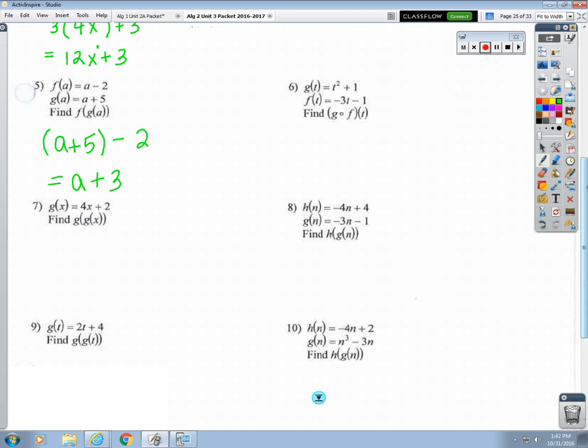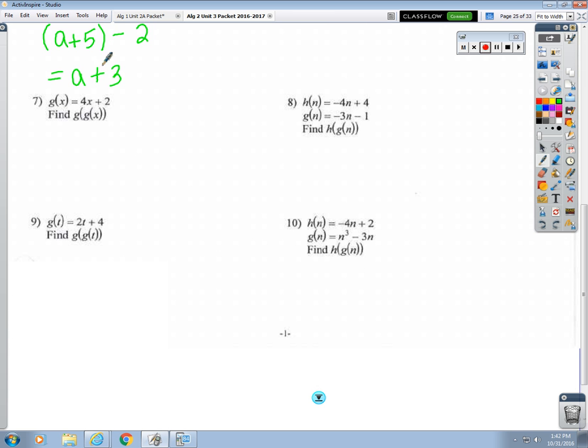Number 7. They want you to start with the g function, which is 4x plus 2. And in the x place, which I didn't write, what do they want you to plug into it? The same thing, 4x plus 2. So what do we do to simplify that? Right. So 4 times 4 is 16x. 4 times 2 is 8. And then you drop this 2 down, so your final answer becomes 16x plus 10. Okay, go ahead and try number 9.